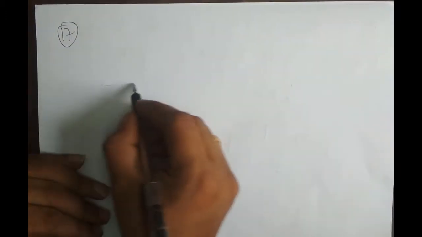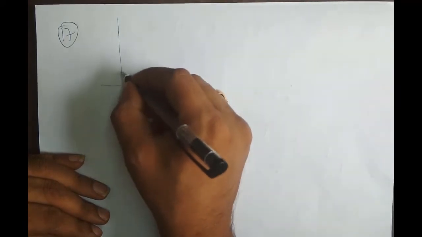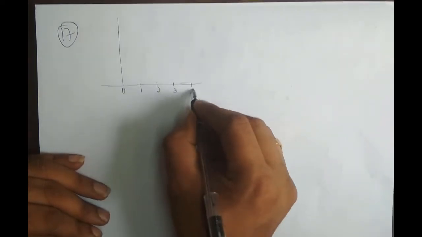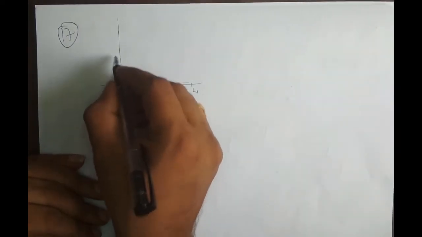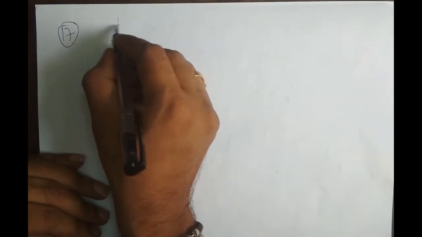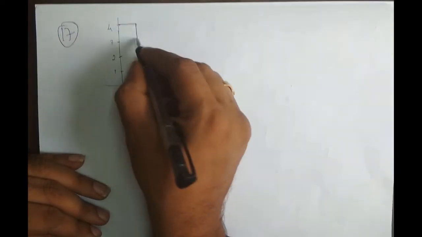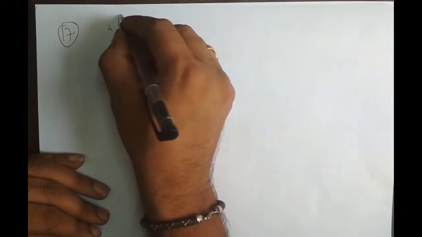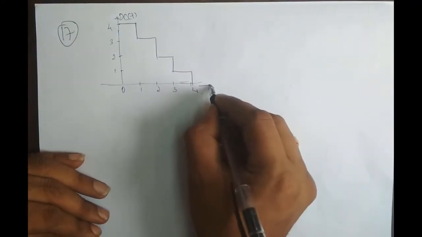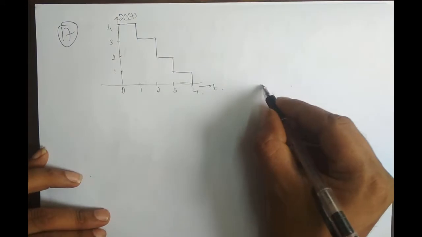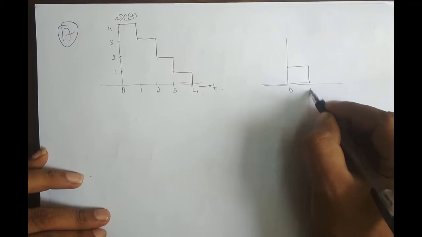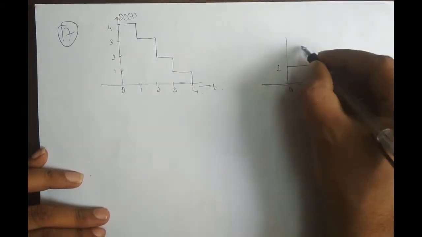Problem number 17. Now I have x of t something like this. This is at t is equal to 0. So 1, 2, 3, 4, and this is 1, 2, 3, 4. Fine. So this is the x of t signal. This is t. And g of t is defined for t varying from 0 to 1, and its amplitude is 1. So this is t. This is g of t.